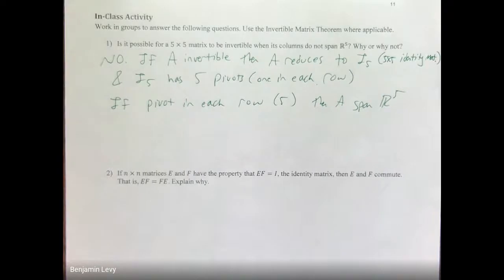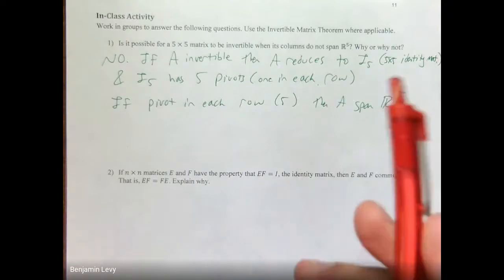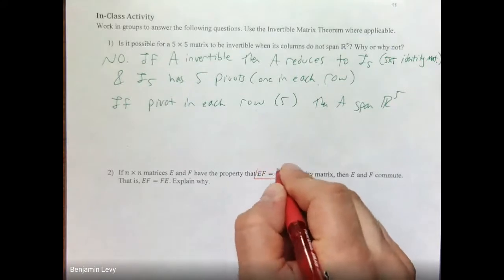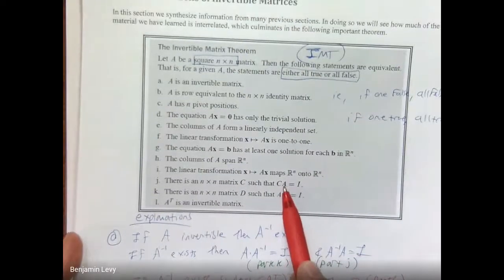So the second one says, if we have square matrices, n by n matrices, E and F, and they have the property that you can multiply them together and get the identity matrix, then E and F commute. And the word commute means that you can multiply them. It says right here, that is, EF equals FE. Explain why. So I'm actually saying it's true and asking you to explain why. So this right here, this E times F equals I, is the key part. If we know E times F equals I, that looks like parts J and K here.